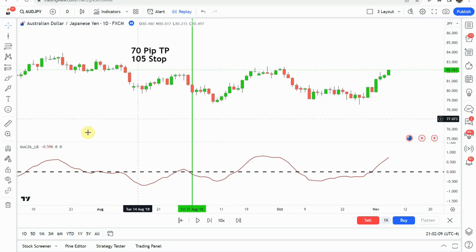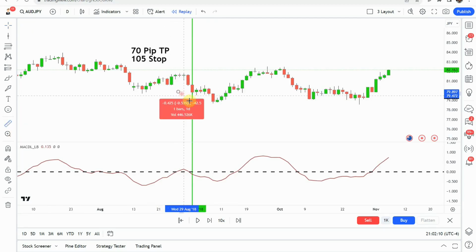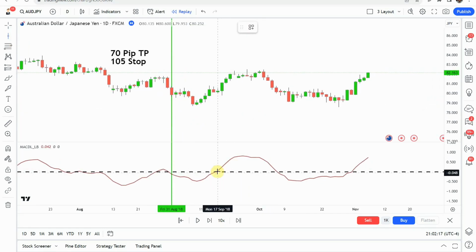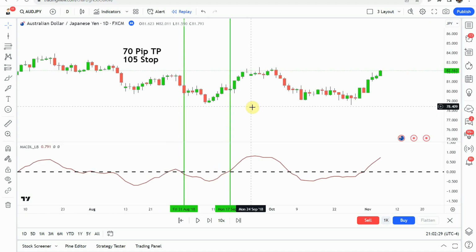And you can see that we make a decent little push to the downside here. That would have been enough to get us to our take profit right there. And then right here, you can see that we make a cross from the downside up to the upside of the zero line. And again, a nice push to the upside, also getting us to our take profit. That's how we tested it in the original testing, and that's how we tested it here in the advanced testing.